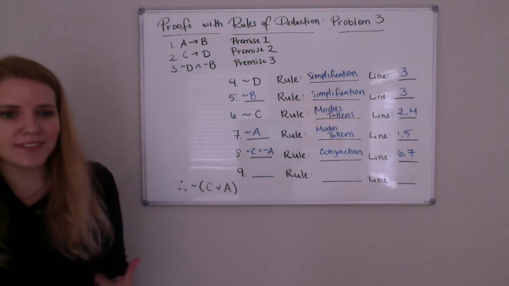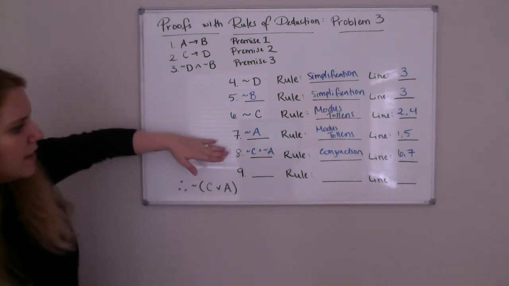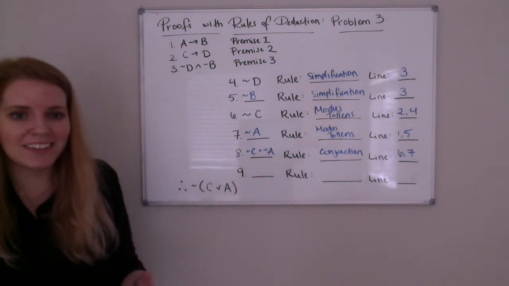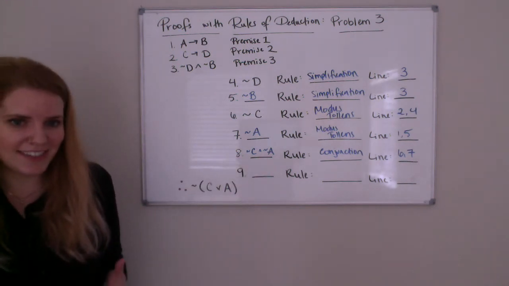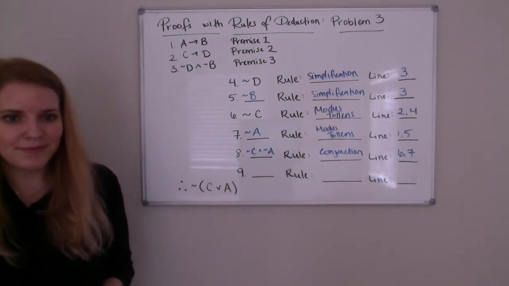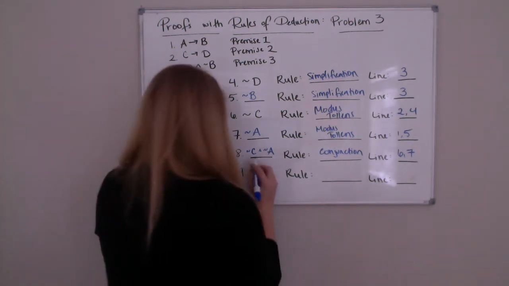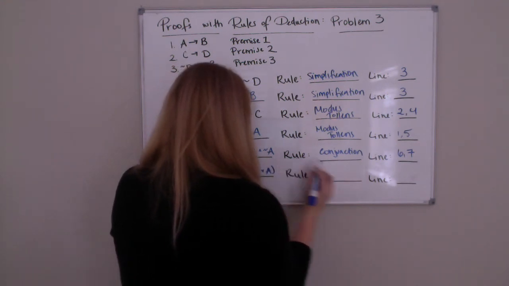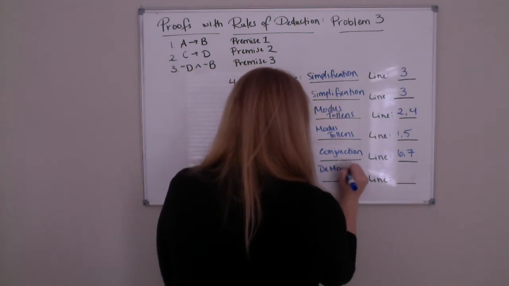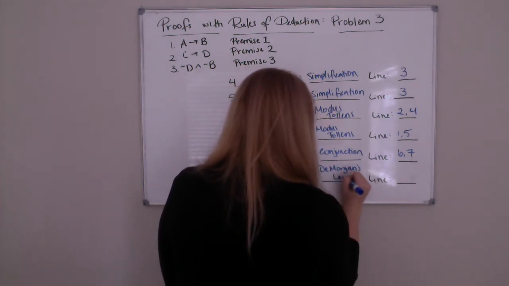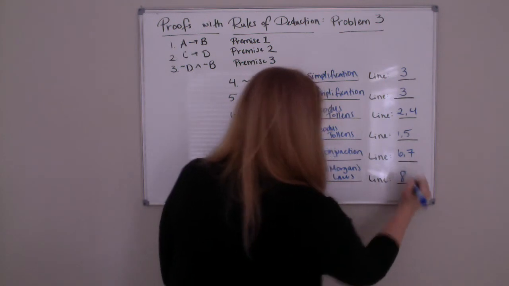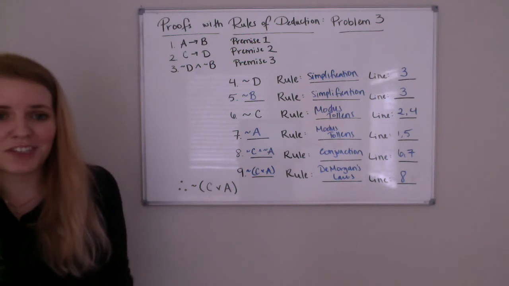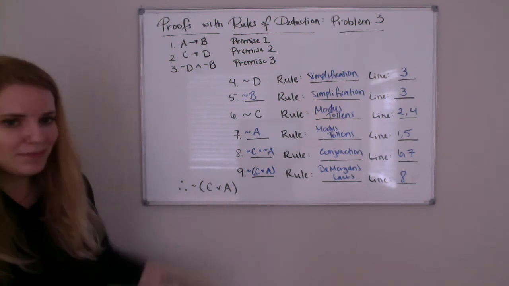Okay, this is our last rule, so we know that somehow we're going to get from line 8 to the conclusion. Somehow we're going to get from not C and not A to not C or A. What rule of deduction allows us to make this move? Okay, so we know again, because this is our last line, that our claim is going to be not C or A. The rule that we use to get there is De Morgan's laws, and we're just citing line 8. So we only need line 8 and the rule of deduction, De Morgan's laws, to get to our conclusion.